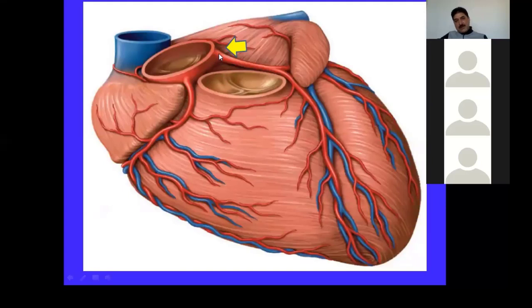Now see on this vessel. It is not an artery, it is basically a trunk. Then this trunk divides into two. Which artery is this? Right coronary artery. Very good. Right coronary artery.